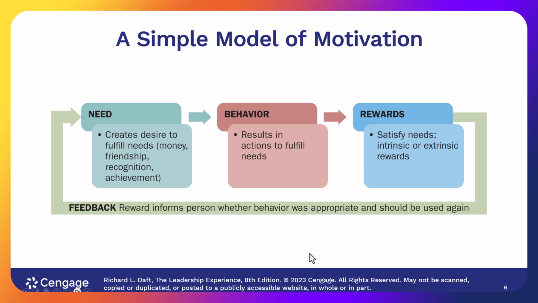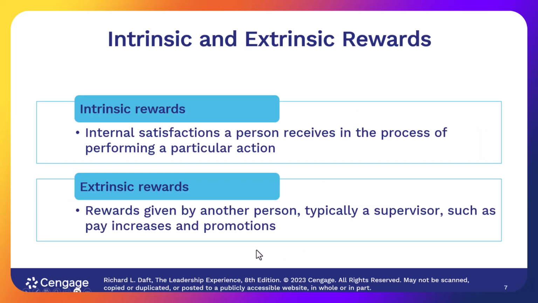A simple model of motivation. So let's look at need. Need creates a desire to fulfill needs, and you see what the needs are. So you look at behavior, results and actions to fulfill those needs. Rewards, satisfied needs, intrinsic or extrinsic rewards. So you have a need, and then from the needs you get behaviors, and those behaviors determine whether or not you get rewards. And how do you find out if those things are working like they should? It's through the feedback loop that comes back to the leader.